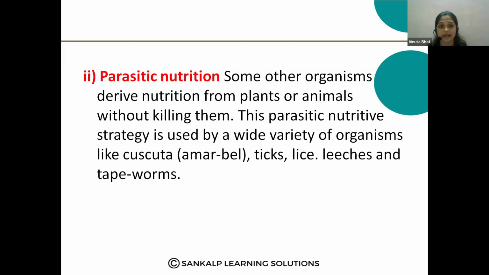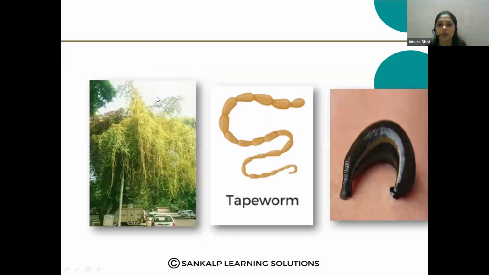Second type is parasitic nutrition. What do you mean by parasites? Parasites are organisms that depend on other organisms for their food and live on those organisms without killing them. They obtain the nutrition from the other organisms without killing them. This type of nutrition can be observed in Cuscuta, which is a plant that I will explain, and also tapeworm, leech, and ticks. All these are examples of parasitic nutrition.